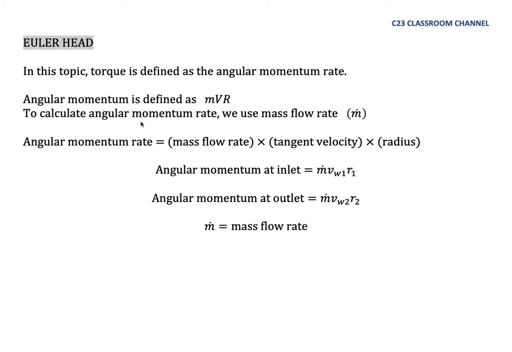To calculate the angular momentum rate, since we have a rate here, we use the mass flow rate, m dot, instead of mass only. So we multiply mass flow rate times tangential velocity and times radius. The angular momentum at inlet is m dot V whirl 1 and r1, and the angular momentum at outlet is m dot, the mass flow rate, V whirl 2 and r2.